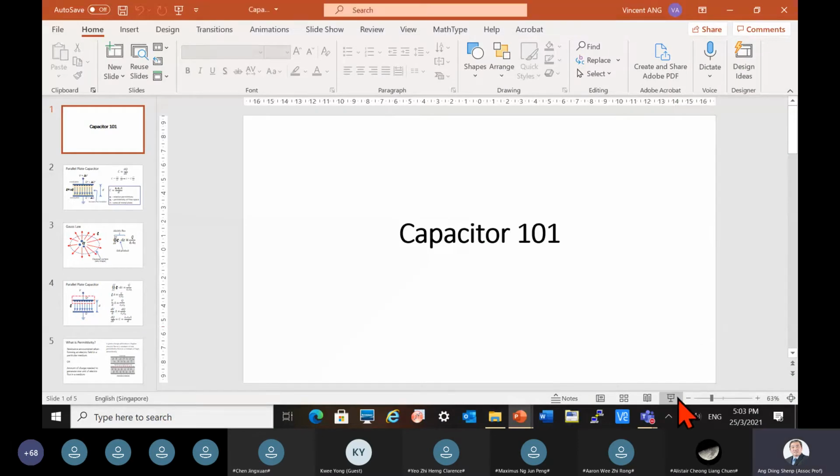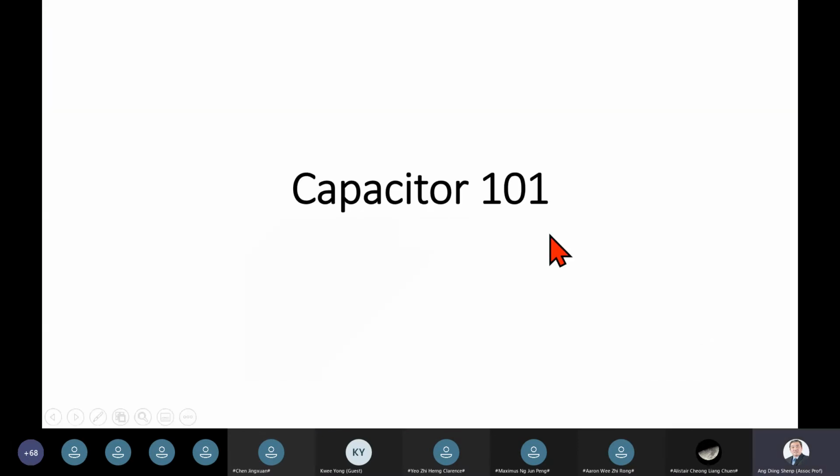Okay, now I call it capacitor 101. So basically, it's a very short discussion, hoping to build some foundation on this concept. It is not exhaustive, so there are many things that I have left out. I have only focused on the essential parts. Okay, so what is a capacitor?